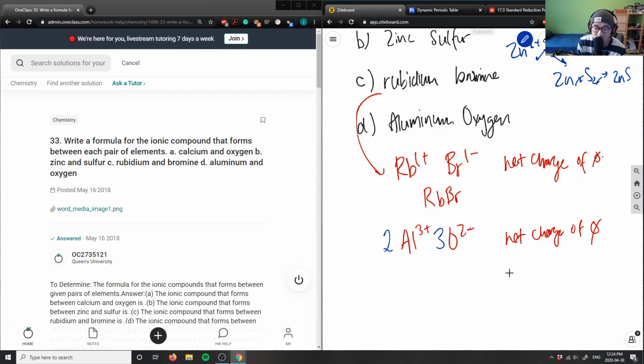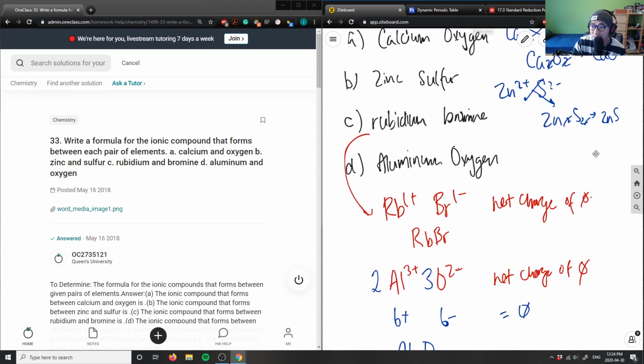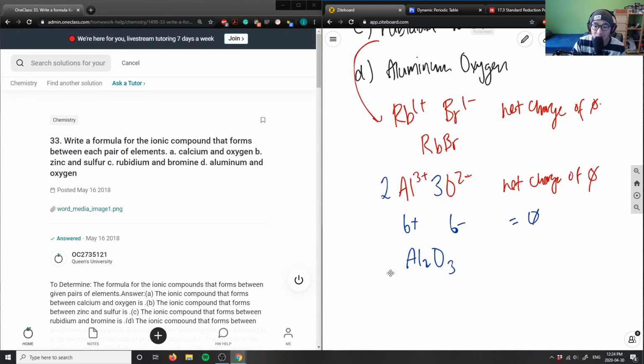This makes it so that's 2 times 3 plus here, which means aluminum would have a charge of 6 plus, and 3 times 2 minus here, which will give me a 6 minus here. 6 plus minus 6 will give me a net charge of 0. So therefore, I have to have 2 aluminums here, and then oxygen will have 3 here, right? So this is Al2O3, which is aluminum oxide. So these are my correct answers here. So I'm going to have, again, CaO, ZnS, RbBr, and Al2O3. So this will be my correct answer for this problem here.